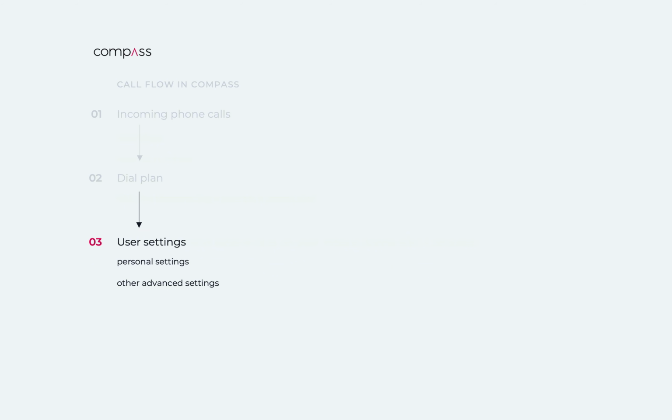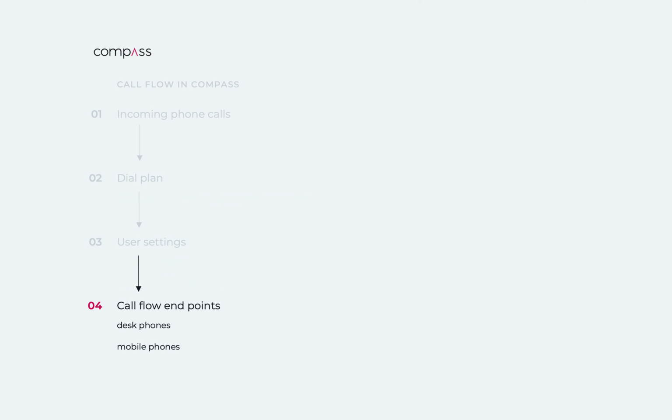The third step, user settings. After the call went through the dial plan, it can end up at a user. Users can have specific settings affecting the behavior of the call, such as personal settings and other advanced settings. After the user settings, the call ends up at an endpoint. The call flow endpoints are usually desk phones and mobile phones.